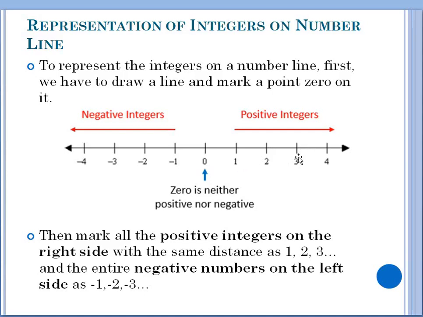Any number which is on the right will be greater. -1 and -2, -1 is on the right side, so -1 is greater than -2. -2 is greater than -3. -3 is greater than -4. In that way.